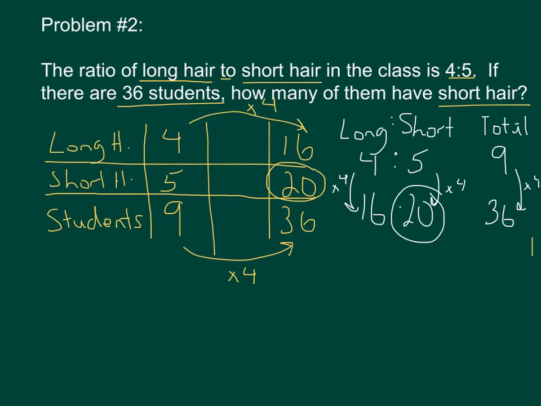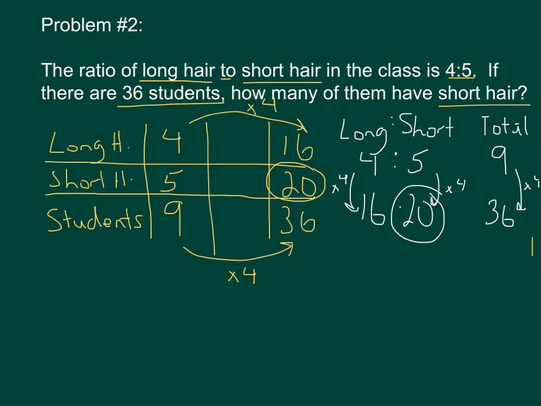And you know what? Just like last time, I have yet another strategy I can use. If I don't like ratio tables and I don't like the bad date strategy, I can also switch to my fraction bar. So all I'm going to do is look at what it's saying. It's saying long hair compared to short hair. I have 4 students with long hair for every 5 with short hair.